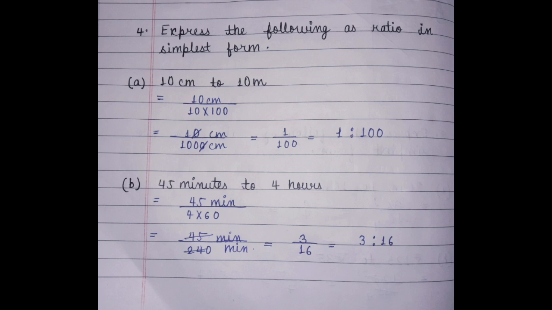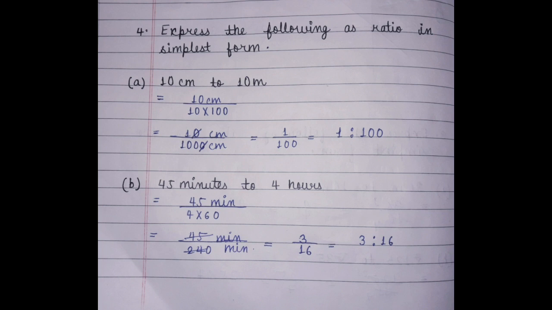B number, 45 minutes to 4 hour. So first we will convert hour into minutes. So 4 into 60. 45 divided by 240 is equal to 3 by 16. And ratio of 3 by 16 is 3 is to the 16.